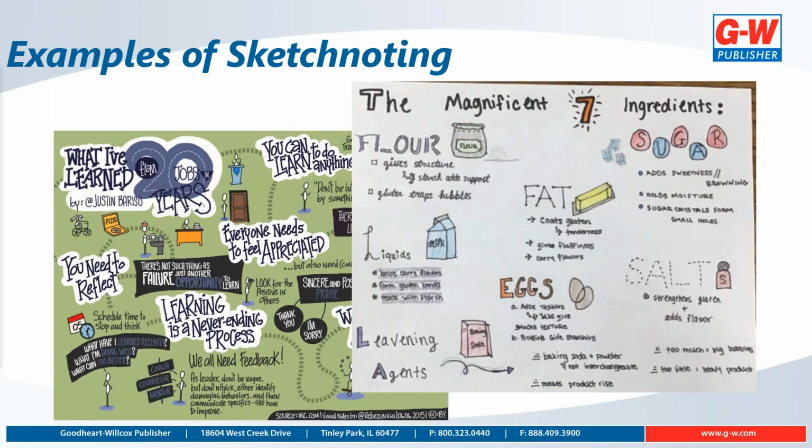So here are some more examples of a sketch note. What's great about this is that it could be a formative assessment. So the one on the right, the Magnificent 7 Ingredients, is from Culinary Arts. That could be your formative assessment. If your learning objective was something like explore the Magnificent 7 Ingredients, then this would be a great case for a formative assessment with a sketch note. So students could then show you what they know in a visually appealing manner.